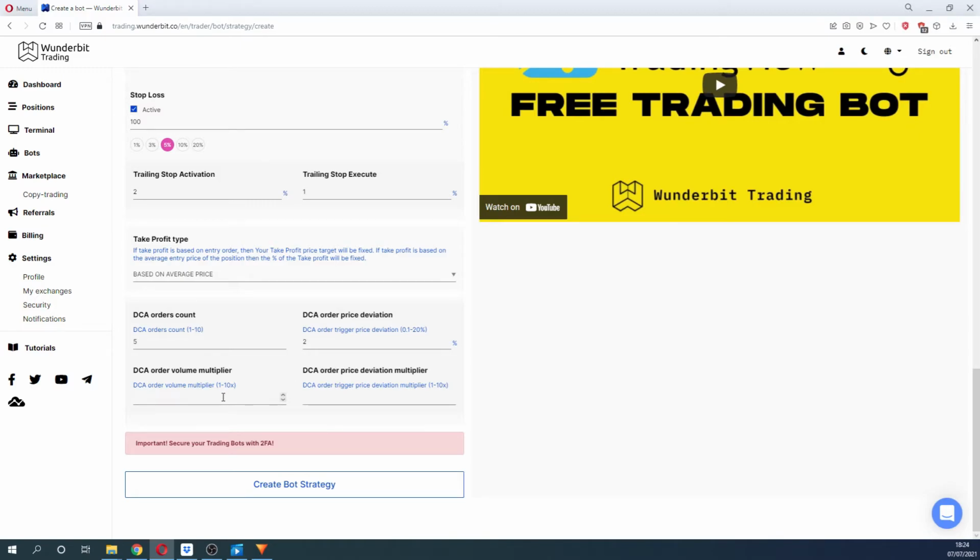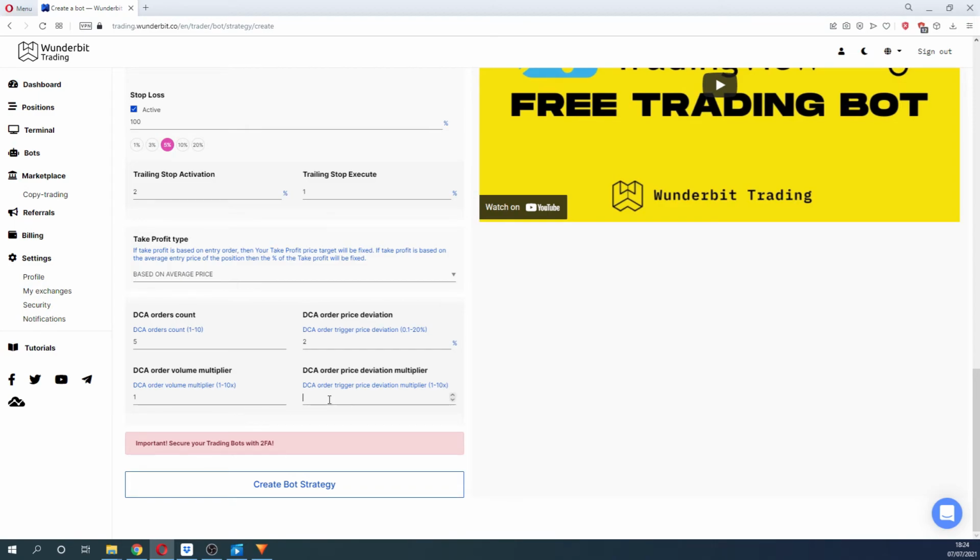The DCA order volume multiplier will determine the amount that you put into each additional position. If this parameter is equal to 1, that means that each additional entry will be equal to the initial amount. The extra volume will be added on your position from the second DCA entry.